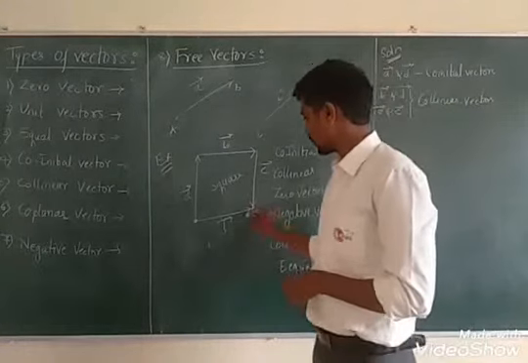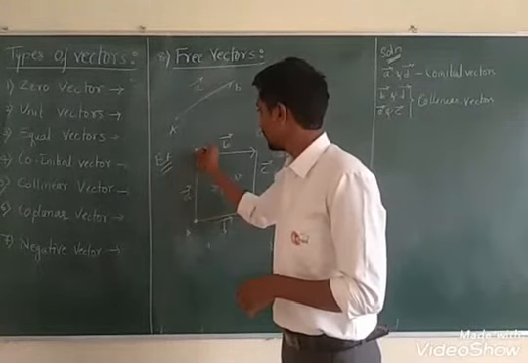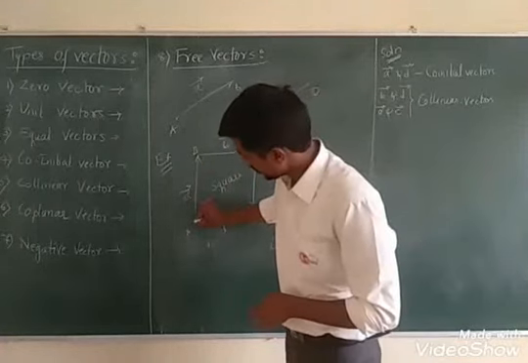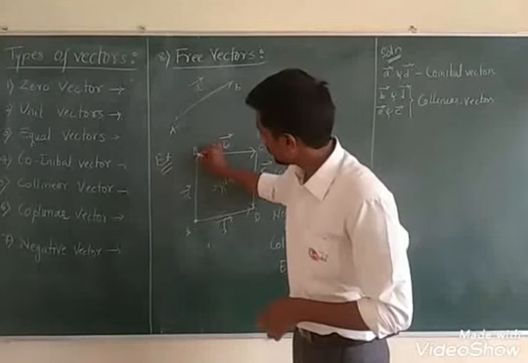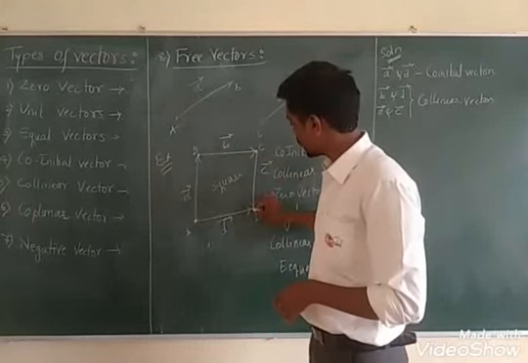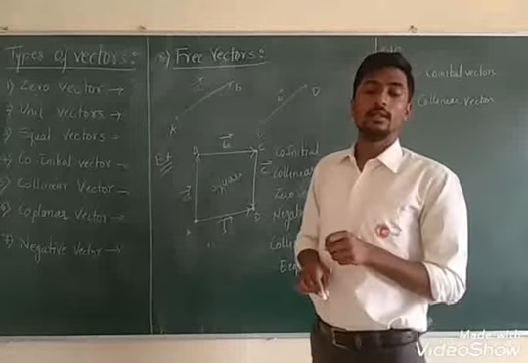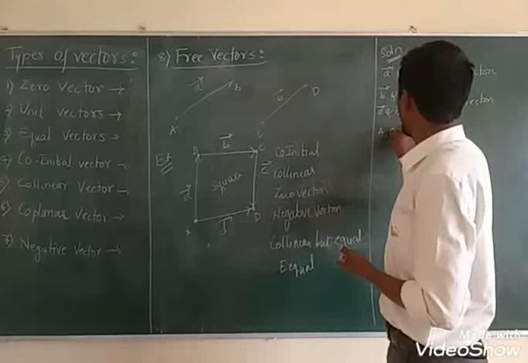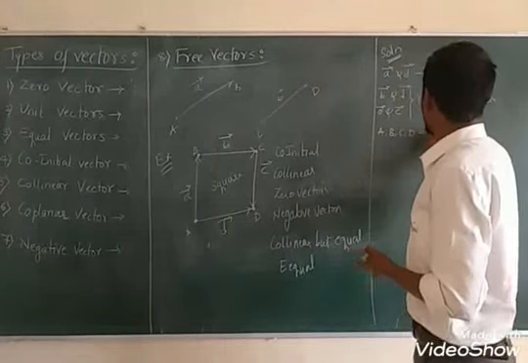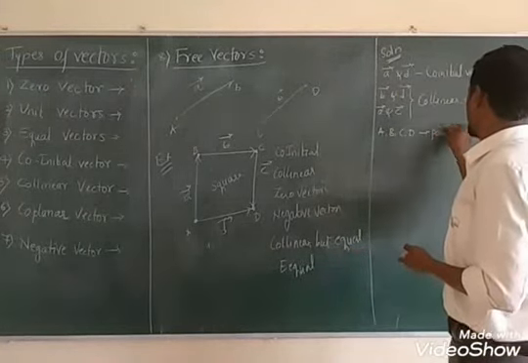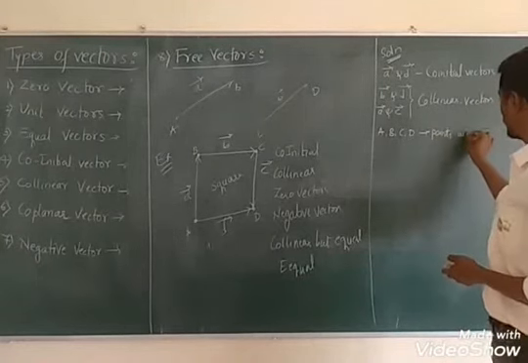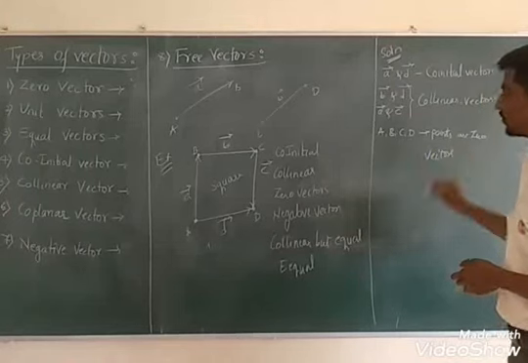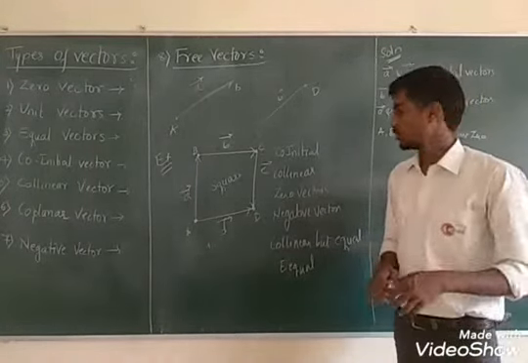What does zero vector mean? Suppose this is a point A, B, this is C, and this is D here. Suppose I consider only the point A, point B, point C, point D. Only a point will act as a zero vector here. So the points A, B, C, D are zero vectors.